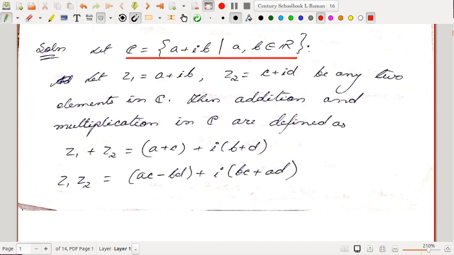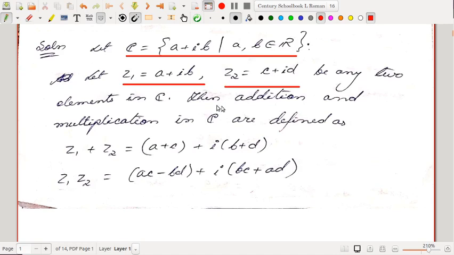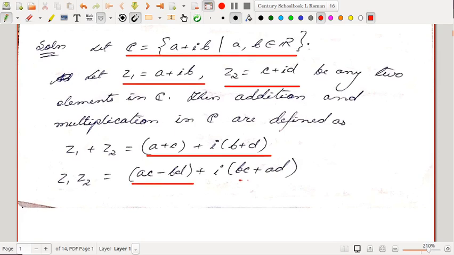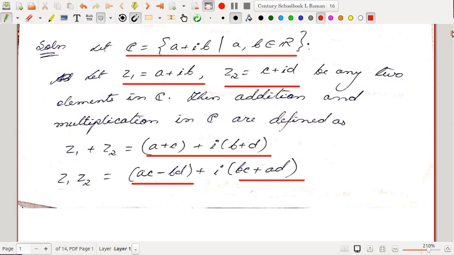Let C equal to the set of a plus ib such that a, b belongs to R, and let z1 equal to a plus ib and z2 equal to c plus id be any two elements. Then addition and multiplication in C are defined as this. This is already known to you from higher secondary classes. The sum of two complex numbers is just the real parts added together and the imaginary parts added together, and z1 z2 is defined as ac minus bd plus i into (bc plus ad). That way the addition and multiplication is defined.